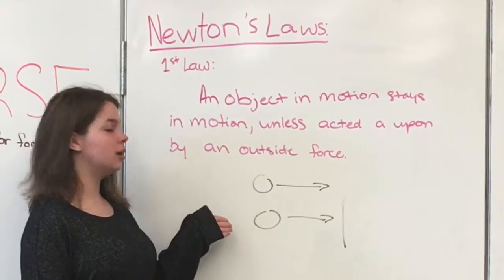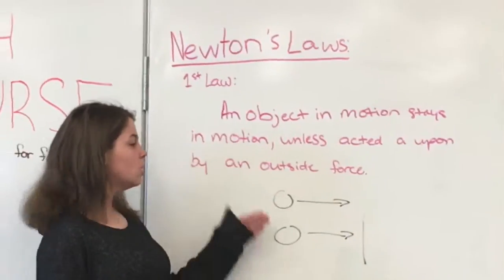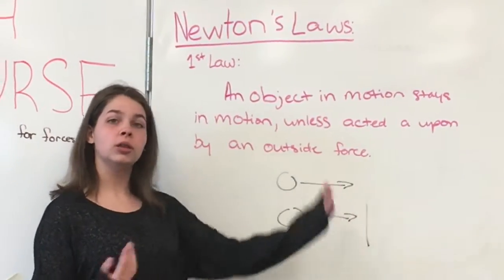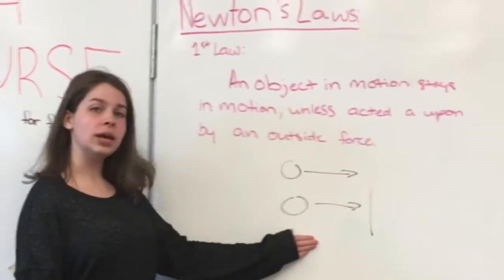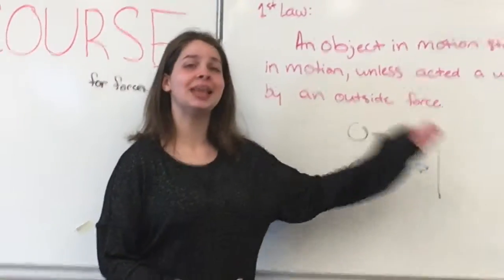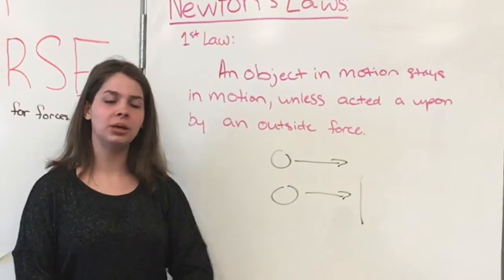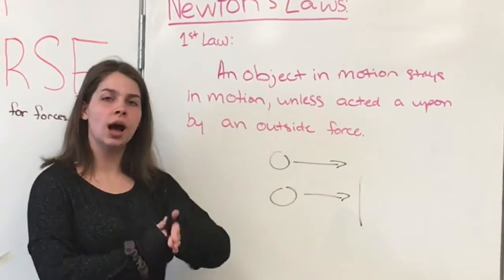In this lovely diagram, we have two balls. One ball just keeps on rolling. There is no wall to stop it. The second ball will eventually hit the wall, making it stop, because the force of the wall stopped the force of the ball.